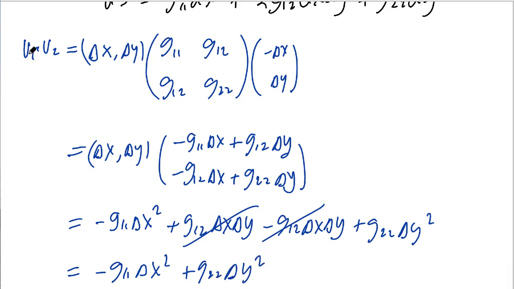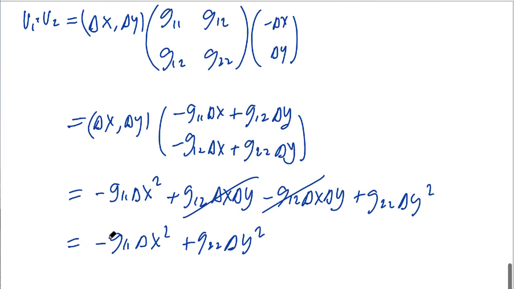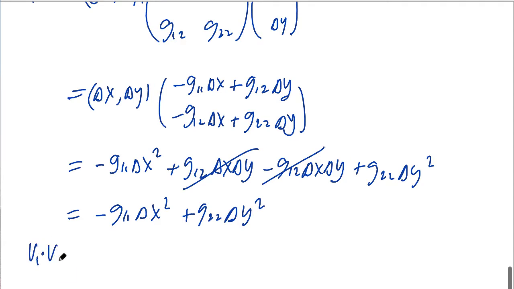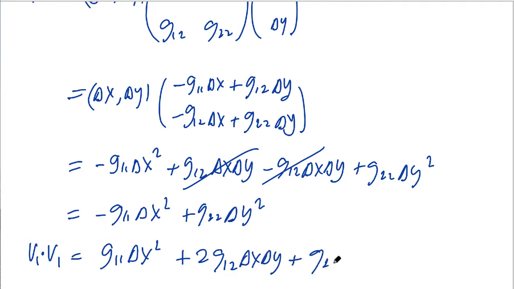Now the calculation of v1 dot v1 is very similar. It's just that delta x has a plus sign instead of a minus sign if we change this v2 to a v1. That removes these two minus signs, so these two terms don't cancel, and this term comes in with a plus sign. So v1 dot v1 is just g11 delta x squared plus, from these two terms, g12 delta x delta y plus g22 delta y squared. And that, of course, is what we expect because that's just equal to ds squared.